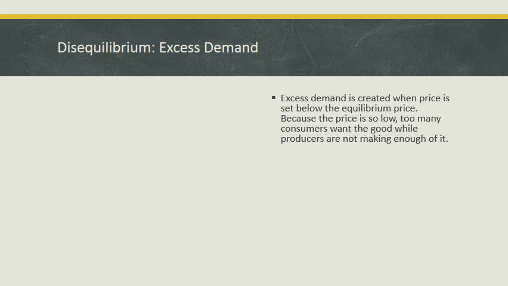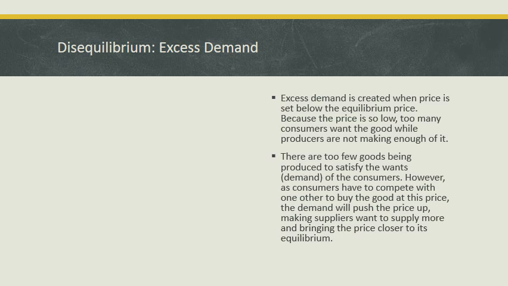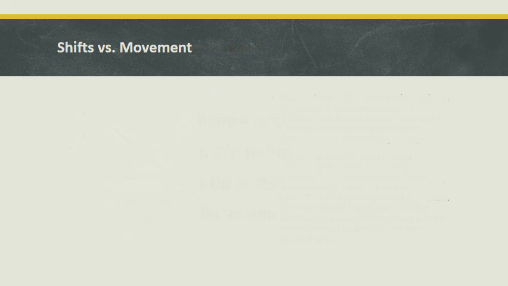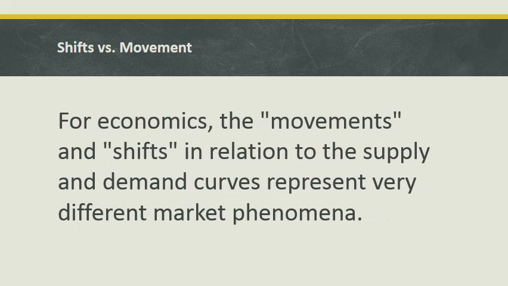Excess demand is created when price is set below the equilibrium price. Because the price is so low, too many consumers want the good while producers are not making enough of it. There are too few goods being produced to satisfy the demand of the customers. However, as customers have to compete with one another to buy the good at this price, the demand will push the price up, making suppliers want to supply more and bringing the price closer to its equilibrium.